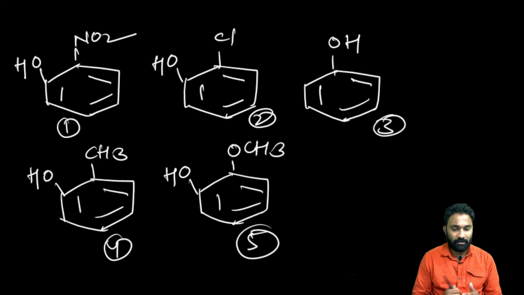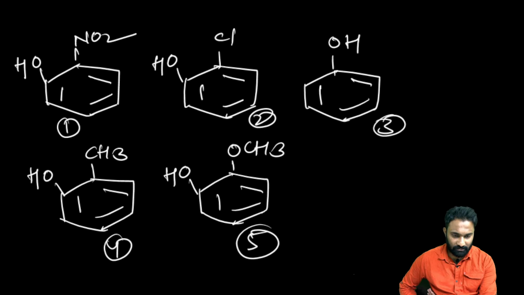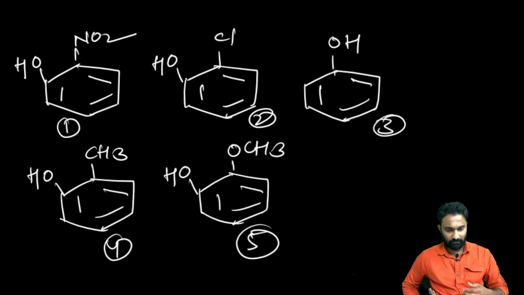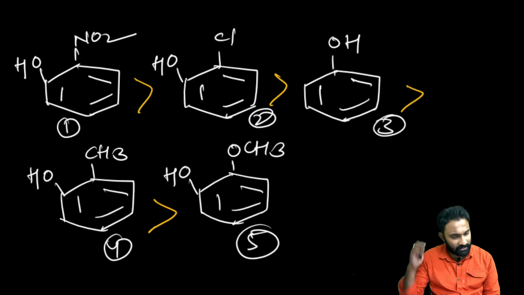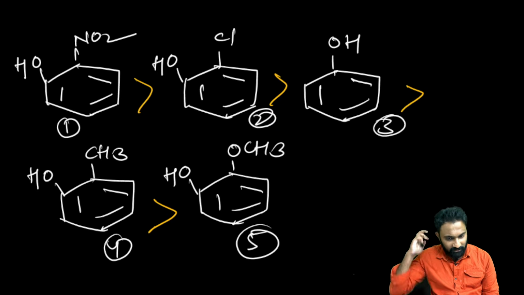Acidic strength order. 1 2 3 4 5. Good. 1 greater than 2 greater than 3 greater than 4 greater than 5.